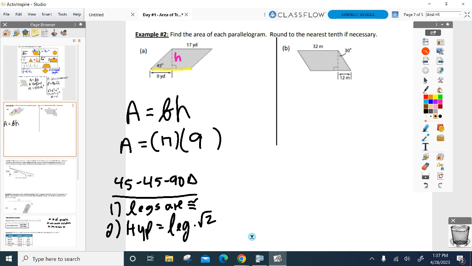Just not memorizing a formula. Need a little more than that in this unit. 153 square yards. All good. All right, you know, we give the 45, 45 a little love. We've got to give 30, 60 a little love.